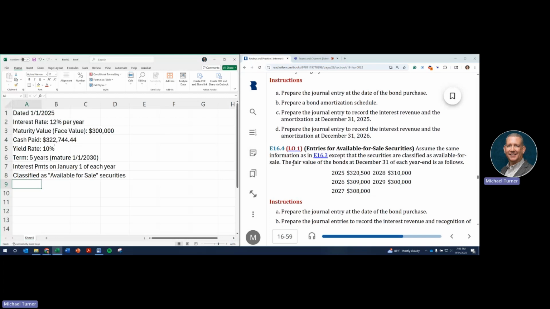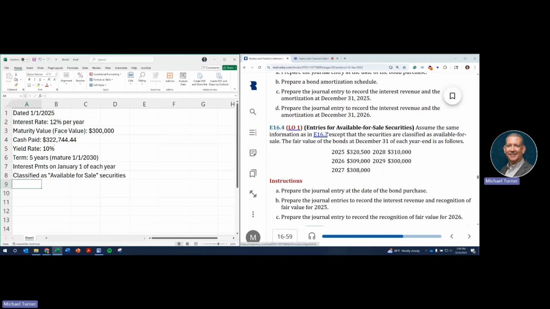So our instructions: prepare the journal entry at the date of the bond purchase, and then for part B, we'll record the interest revenue and recognition of fair value for the first year, 2025, and then we'll do the same thing for 2026. All right, let's start with part A, which is to record the journal entry on the bond purchase, which was January 1st, 2025.